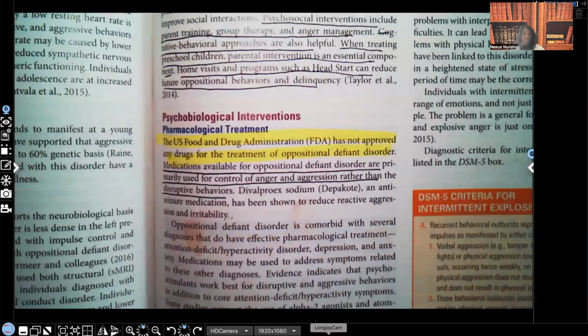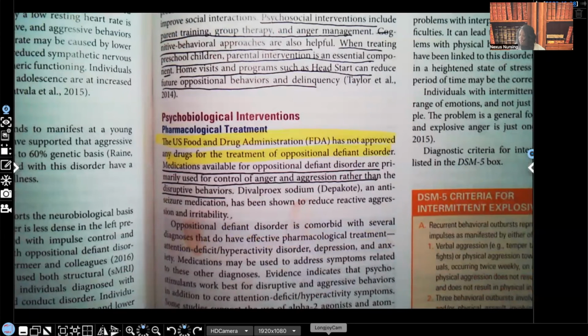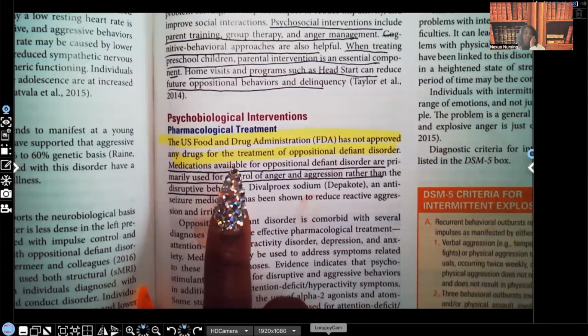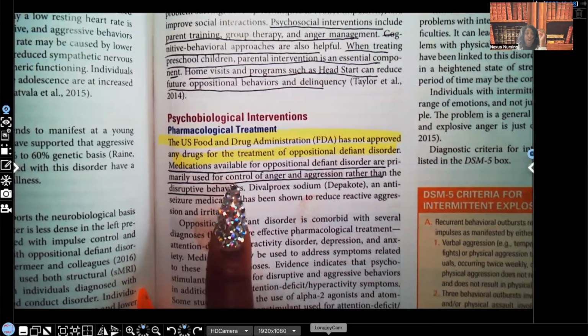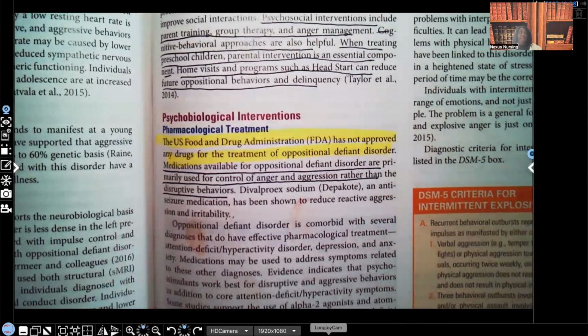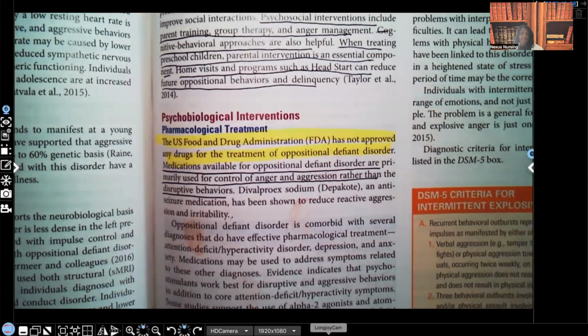And last, let's look at the pharmacological treatment. The FDA has not approved any drugs for the treatment of ODD. Medications available for ODD are primarily used to control the anger and aggression rather than the disruptive behavior. And guys, that is your oppositional defiant disorder in a nutshell.